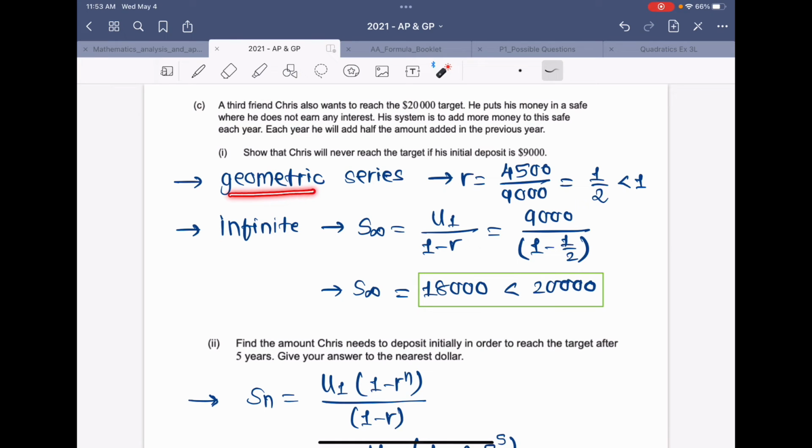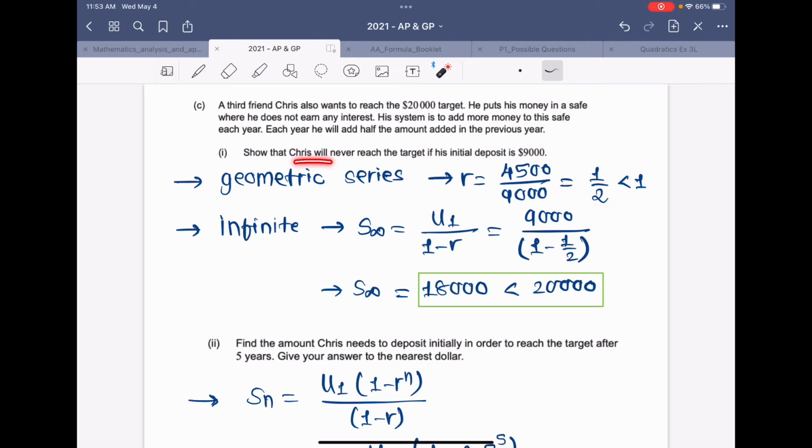So geometric series clearly, because you can see here half of the amount in the previous year. So first year his amount was 9,000. So second year half of the amount, that is 4,500. So half every time. Next year half of 4,500. So clearly this is a geometric series. So R is 4,500 over 9,000, which is 1/2, which is less than 1.